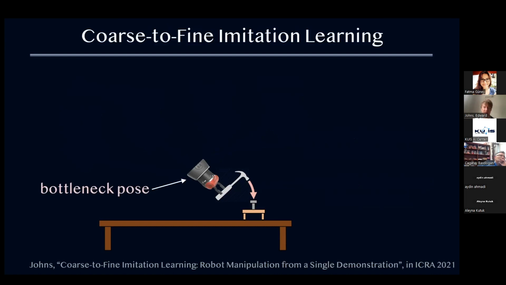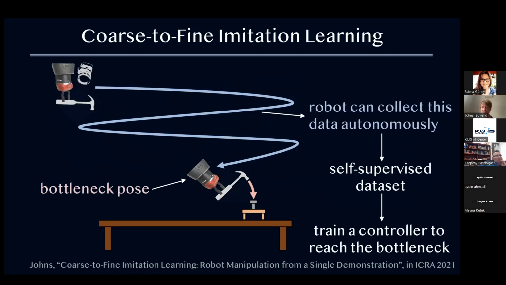So what we do is we define something called the bottleneck pose, which is the pose of the gripper just before it physically interacts with the objects. That's the bit that the robot really needs to reach, and then it can just replay the human demonstration. And everything else, the robot can collect that data autonomously by itself. We don't need to be physically moving the robot around in this blue area. The robot can collect that data by itself.